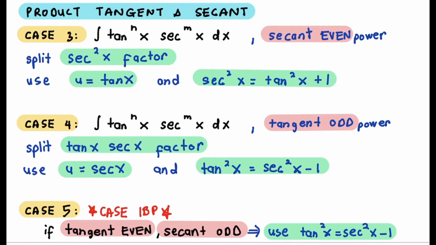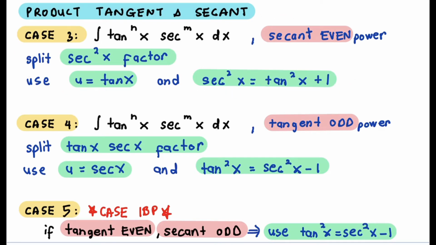So what should you do if secant is even power? First, you need to split as secant squared factor. Make sure you have secant squared sitting alone. And then you need to use the identity: secant squared is equal to tangent squared plus 1. And then you need to let u be tangent x. Okay, if you follow this guideline, you can solve this type of question.